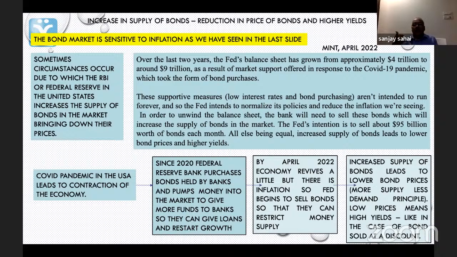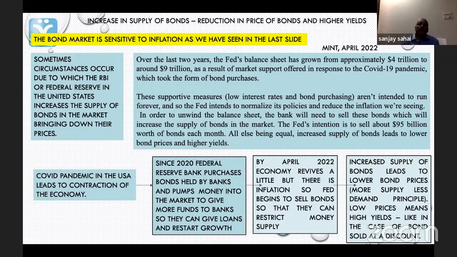So as the supply of bonds increases, basically what will happen is that bond prices are going to come down. Low price will mean high yields, like in the case of bonds sold at a discount. So the impact of this sort of measure by the Federal Reserve is ultimately going to result in a reduction in the price of bonds and an increase in the yield. This is the basic concept here.